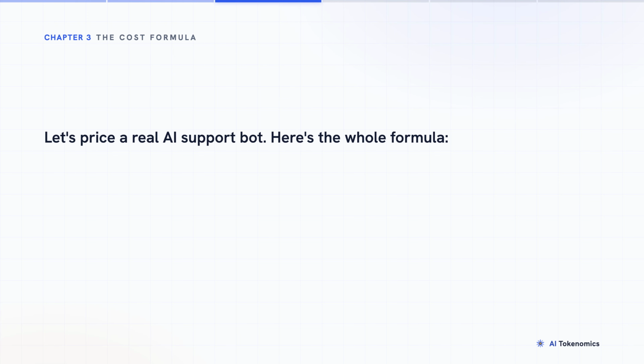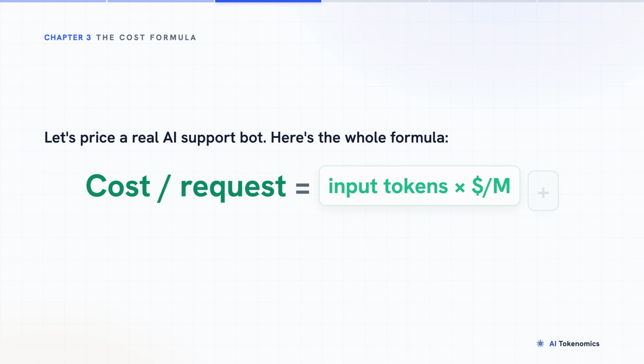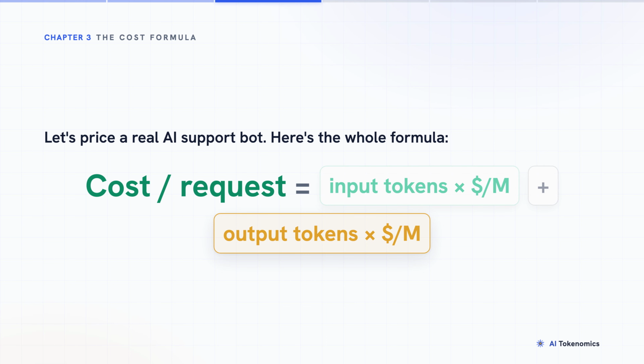Let's price a real one. Say you're building an AI customer support bot. The formula's coming, and I promise it's simpler than it looks. Cost per request equals input tokens plus output tokens, each multiplied by its price per million. That's it. That's the whole thing.